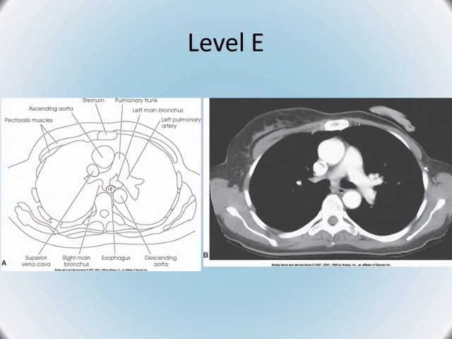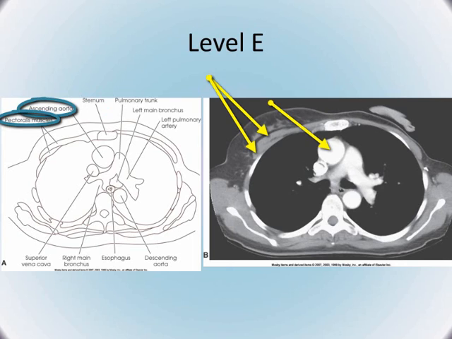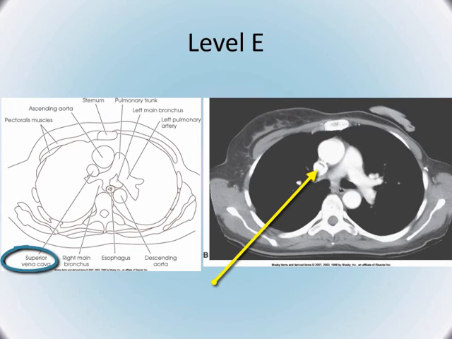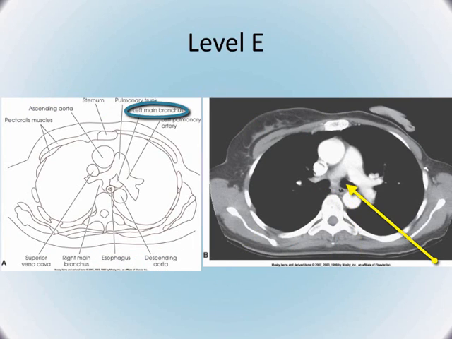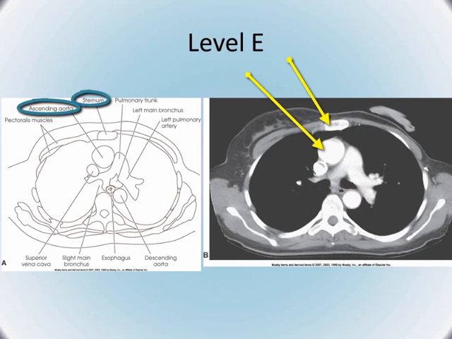At level E, it kind of looks like we've got a couple eyeballs. The eyeballs are the right and left main bronchus. So starting off with the sternum, that's the most anterior aspect of our patient. Then we have the ascending aorta, the pectoralis muscles, the superior vena cava, the right main bronchus, the esophagus, the descending aorta, the left main bronchus, the pulmonary trunk, the sternum, and the ascending aorta.